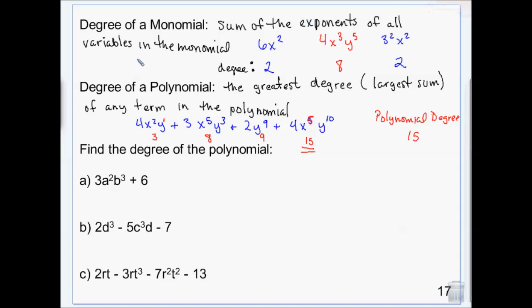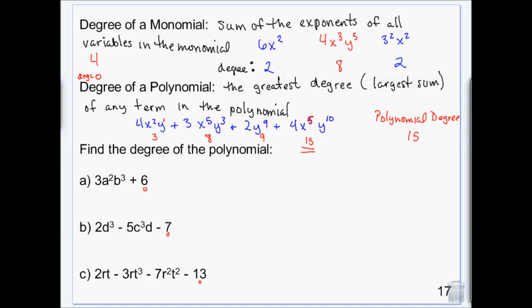If you have a number by itself, a constant like 4, the degree of this number is 0. Not a 1? No, because it's the exponent on the variable, and there is no variable. But if it had an a with it, then it would be a 1. This 6 by itself, its degree is 0. This 7 by itself, degree is 0. So it's only the exponents on the variable.